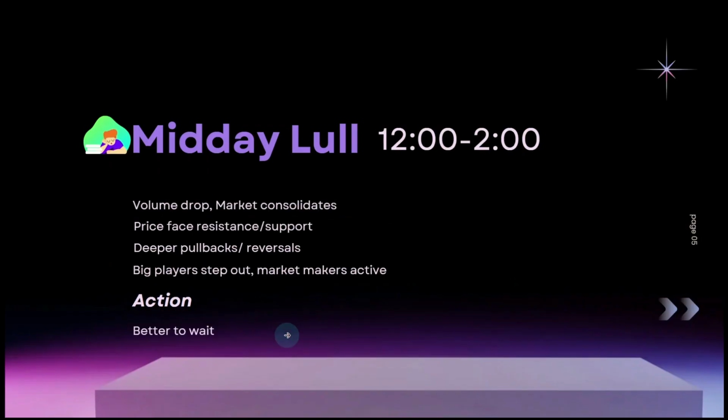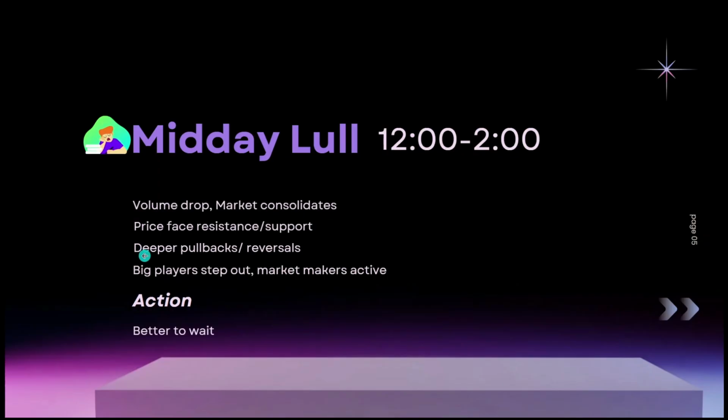So what happens in the next phase, midday lull. This is more like a sleepy phase of the market. This happens generally anywhere between 12 to 2 o'clock. Sometimes it might even start at 11:30, or it might even start at 1 o'clock, but this is the approximate time. This is where you will see volumes dropping, the market consolidates, and prices generally face resistance and support around these levels, because the volumes have dropped and the big players have already started booking their profits. Unless it is a strong momentum market, markets are going to face resistance.